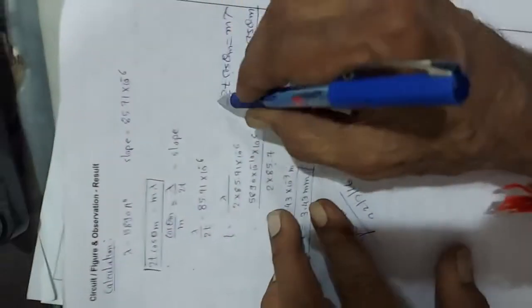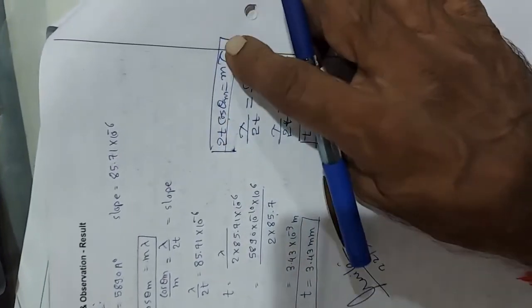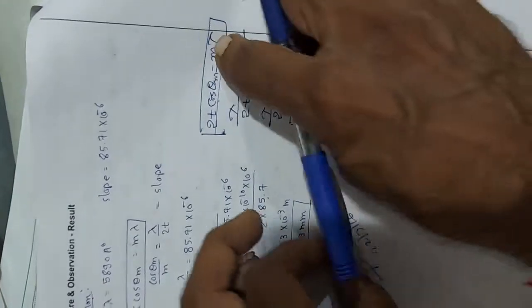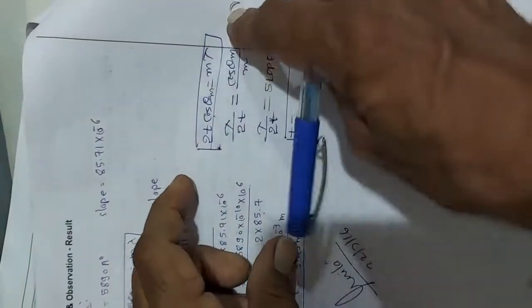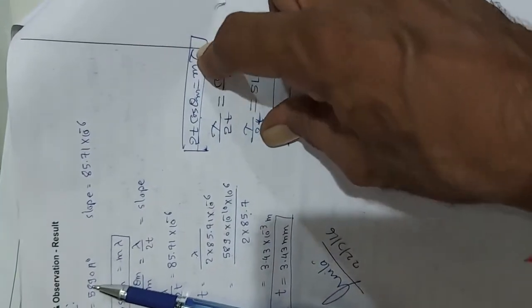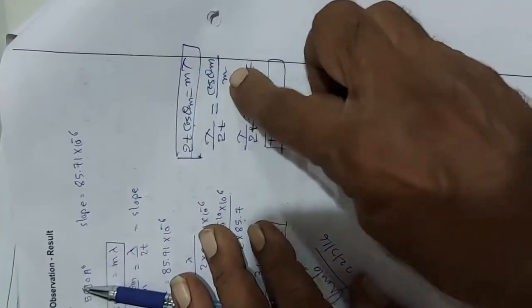You know the condition, 2t cos theta is equal to m lambda, right? So the interference condition is 2t cos theta is equal to m lambda, or n lambda, which is the condition of constructive interference, the maxima condition. From this condition, we can write lambda upon 2t is equal to cos theta upon m.